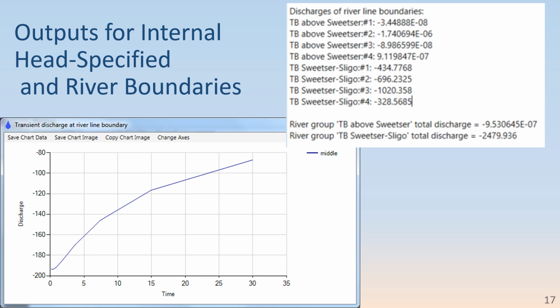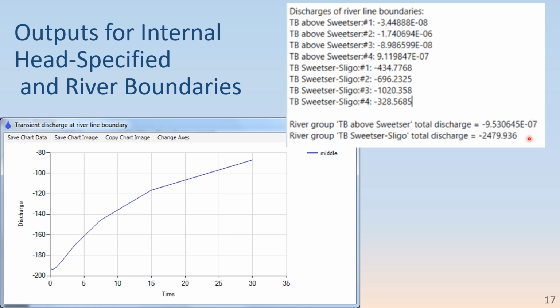Anaqsim has some nice features for looking at outputs of these internal line boundaries, and specifically the discharges of internal head specified boundaries and river boundaries. In the upper right here, I'm showing the outputs of simulated discharge for different river reaches, and these are the individual river reach discharges. You can also group these into groups of river reaches and tally the total among the groups.